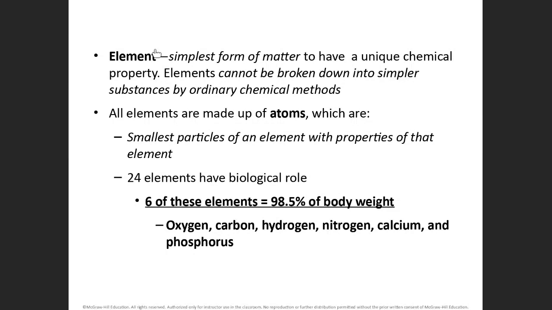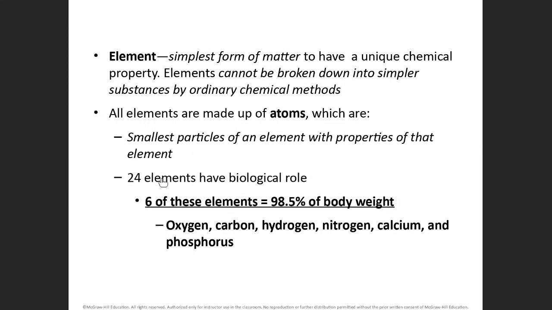All right, what is an element? An element, as it says here, is the simplest form of matter. It cannot be broken down into simpler substances by ordinary chemical methods. Now, elements you can break down, though, into atoms. All right, so all elements are made up of atoms, and atoms really are the smallest particles of the element that still have the properties of that element.